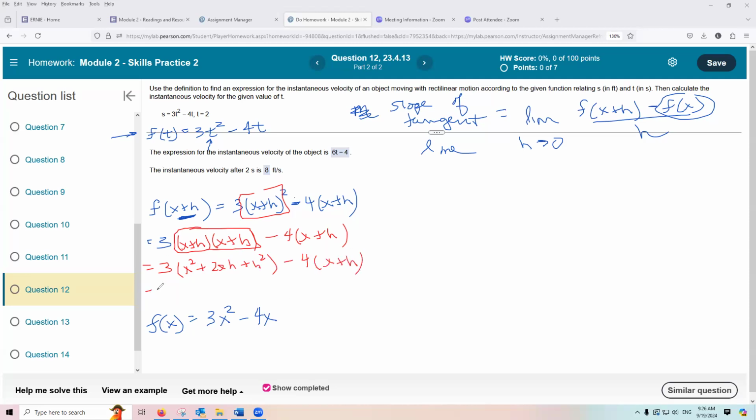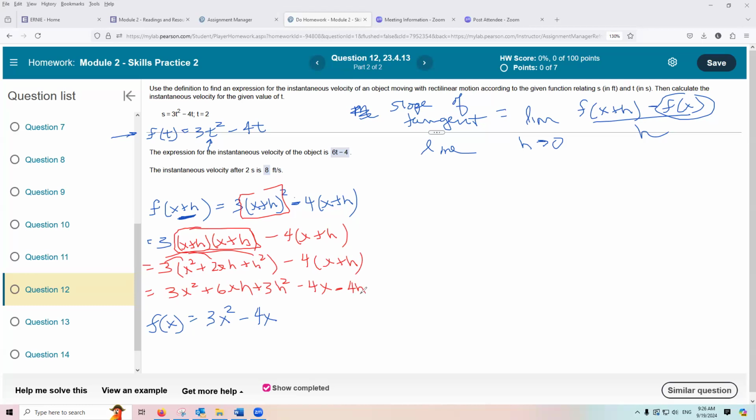All right, let me keep going. I'm going to multiply the 3 inside the parentheses, so it's going to be 3x squared plus 6xh plus 3h squared minus 4x minus 4h.